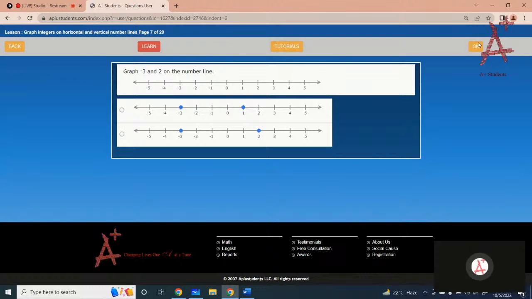Okay, graph negative 3 and 2 on the number line. So which option is the correct one? First one or the second one? Yes, it is the second one because the second number line represents negative 3 and 2. Got it? So select the correct option and click on the OK button.